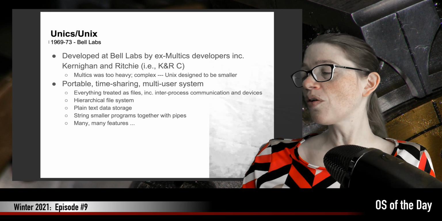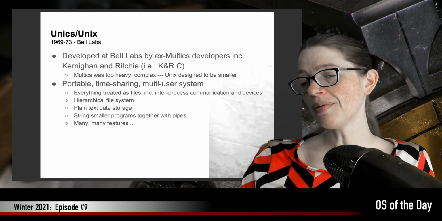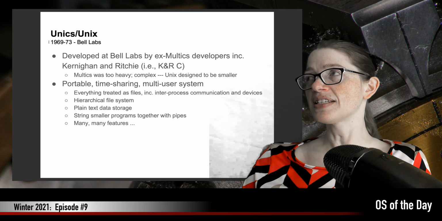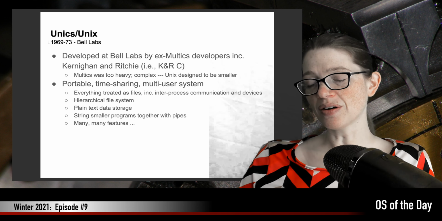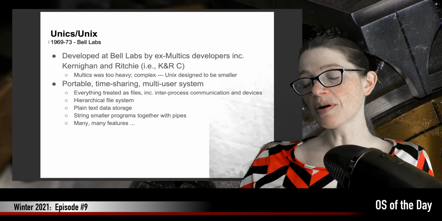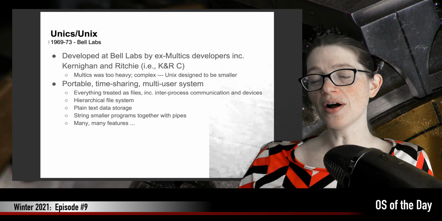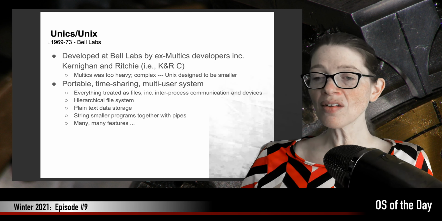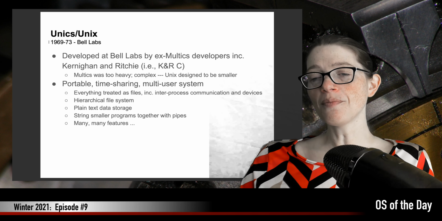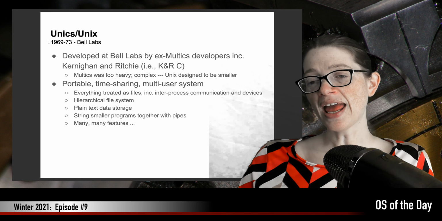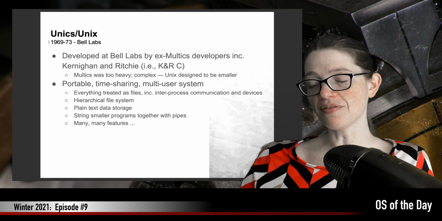They had a hierarchical file system, which wasn't necessarily new, but it was something they supported. But they also stored data as plain text instead of in some kind of proprietary binary format. And another major feature that Unix brought to the table is instead of having one specific program for each task, they actually had this concept of pipes where you can string a bunch of smaller programs together and have the output of one program become the input of the next.